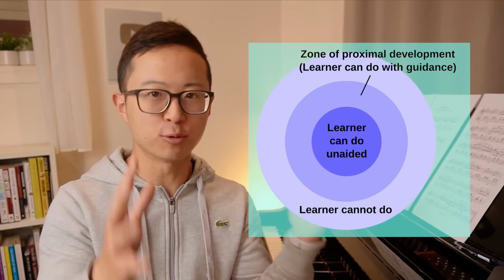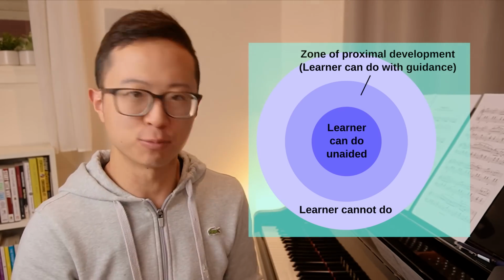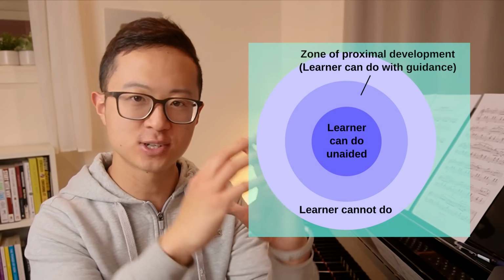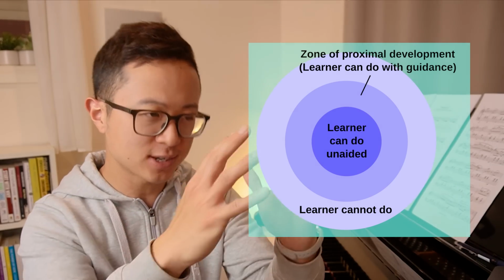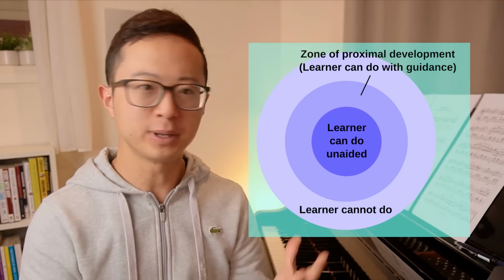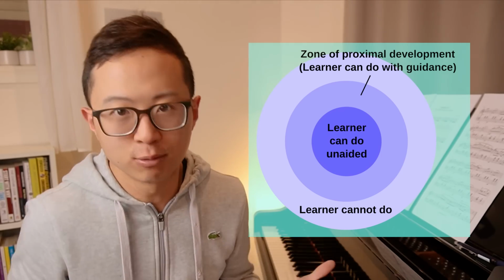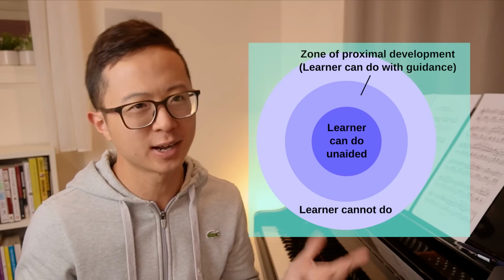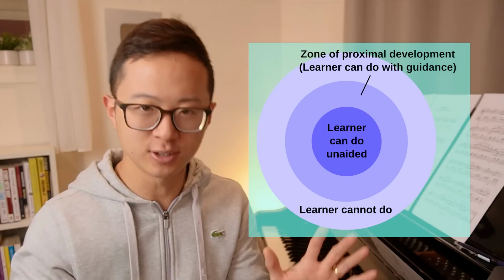I want you to use this simple graphic to think about the piano pieces you play. Okay, so it's kind of like a little dartboard, and in the middle, this is your comfort zone. This is the bullseye. Learner can do unaided. So these are the kind of things you can do quite easily. This could be things like, let's say, playing, for example, C major scale, or maybe it's playing Bach's Minuet in G. You can do it almost with your eyes closed. You can do it pretty well.